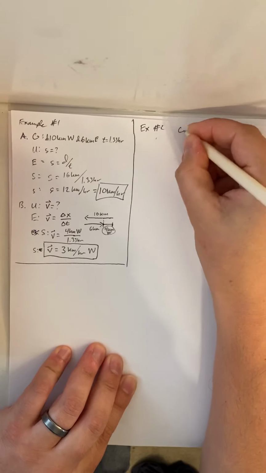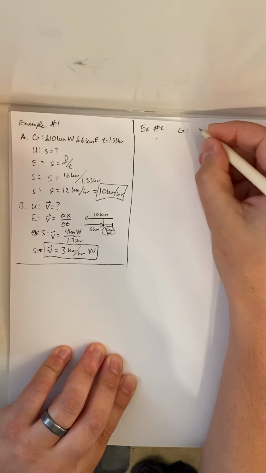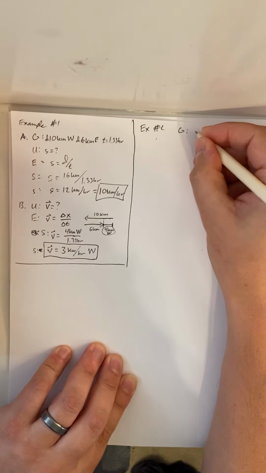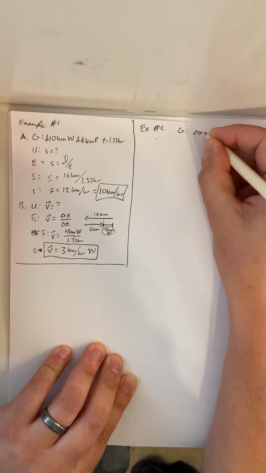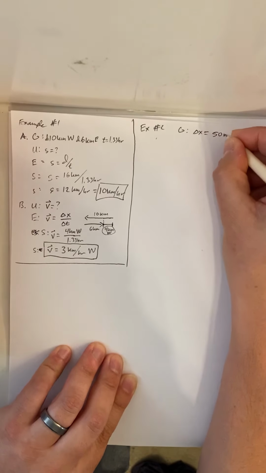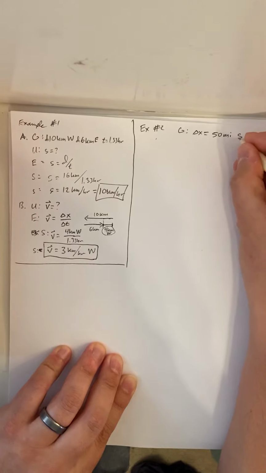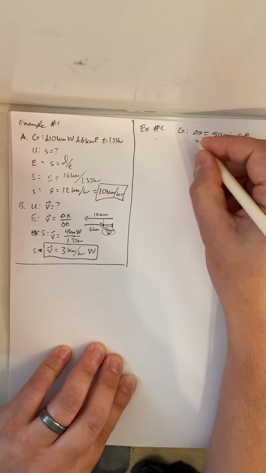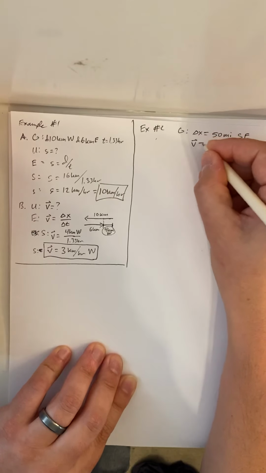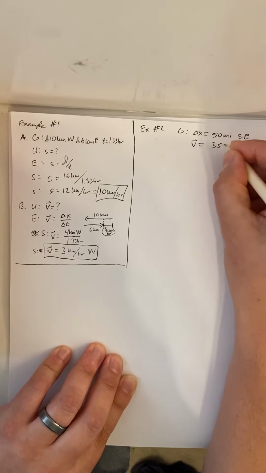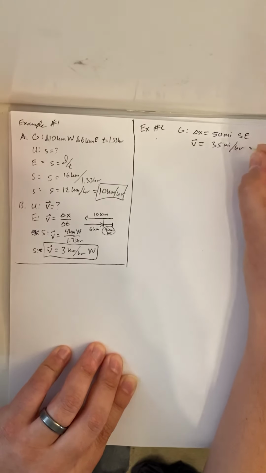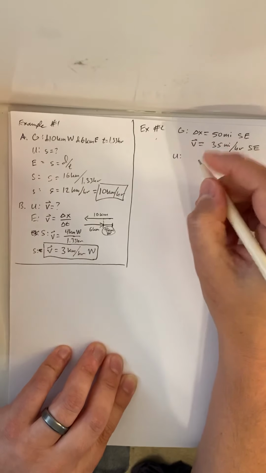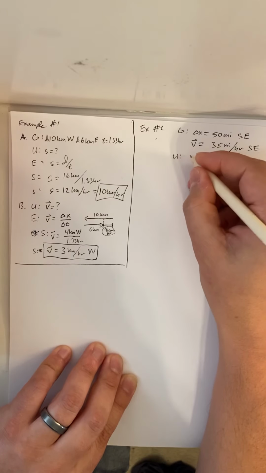So my givens, I know that the Van Nuys and Long Beach stuff doesn't matter, but I know that his displacement is 50 miles. I know that it's southeast, so I'm going to write SE for southeast. And I know that his velocity is 35 miles per hour. That's also southeast. And I want to find how long. What's that mean? Time.